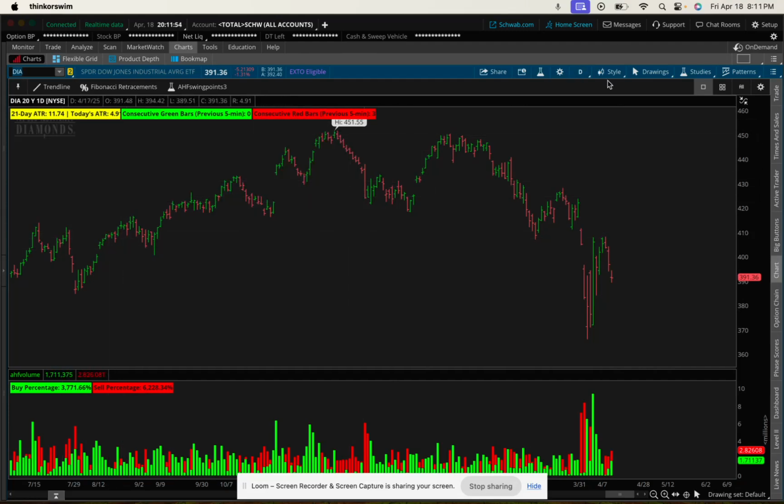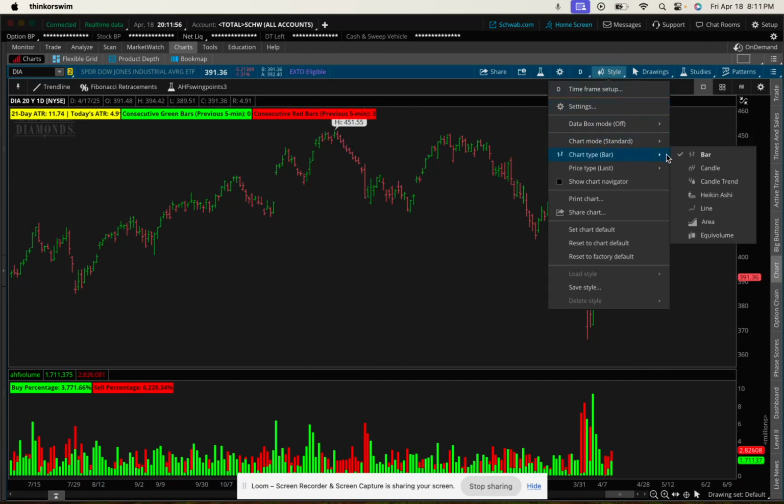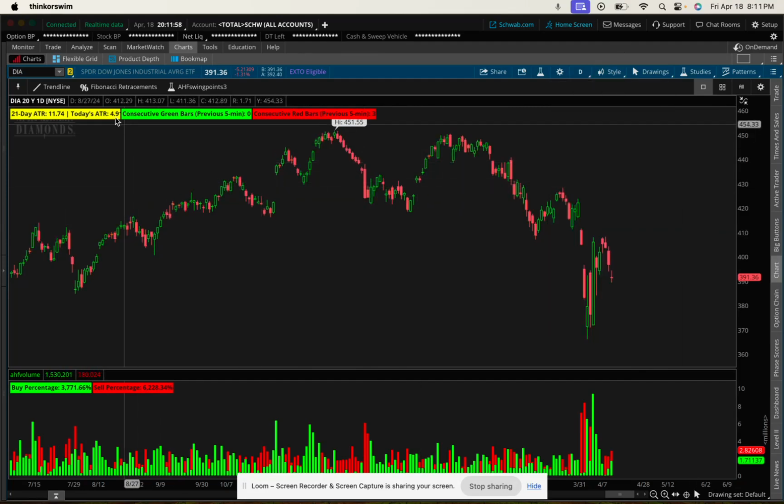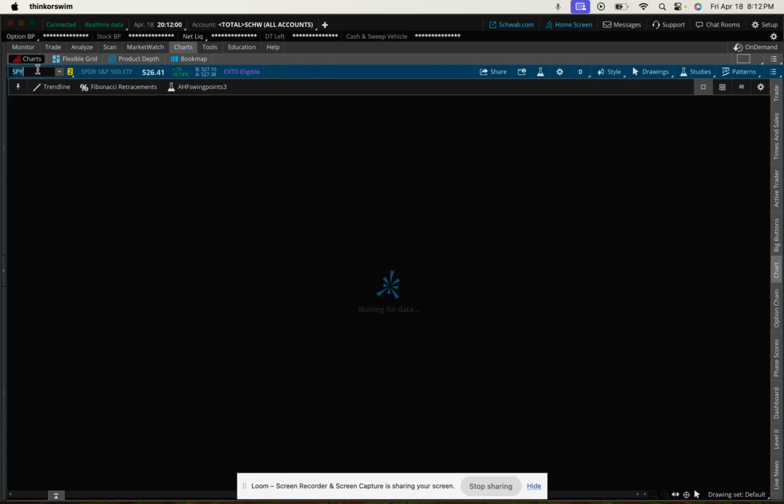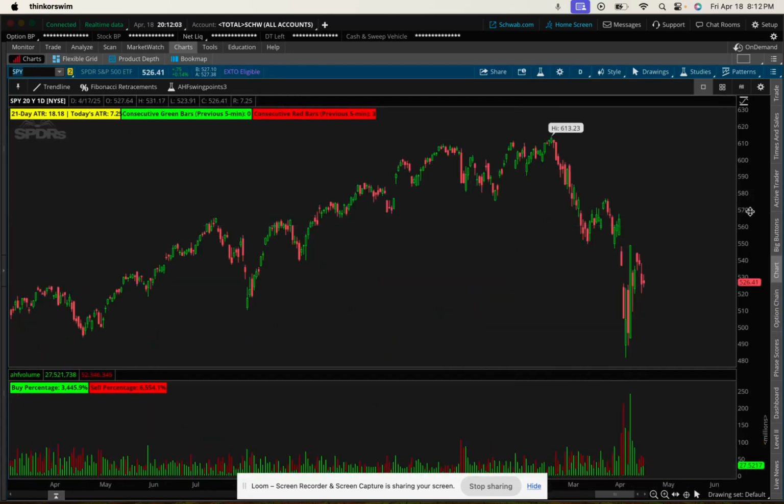A lot of people also use candlesticks. I use bars. What I will do for you guys, I will change this to candlesticks because a lot of people just use candlesticks and that's what they're familiar with. So first things first, you always want to go to the daily chart.